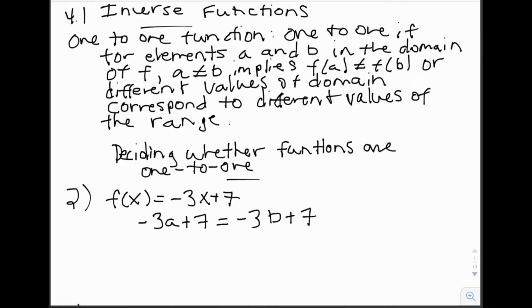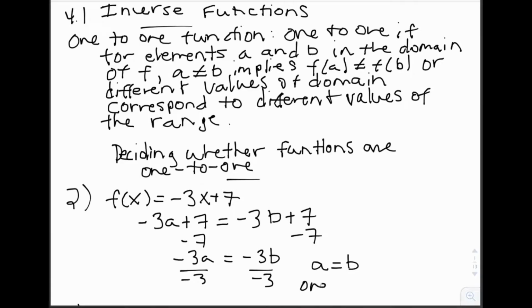So let's subtract a 7. So that will get me a negative 3a is equal to a negative 3b. If I divide by negative 3, divide by negative 3, what am I left with? A is equal to b. So therefore we can imply that this one is one-to-one.